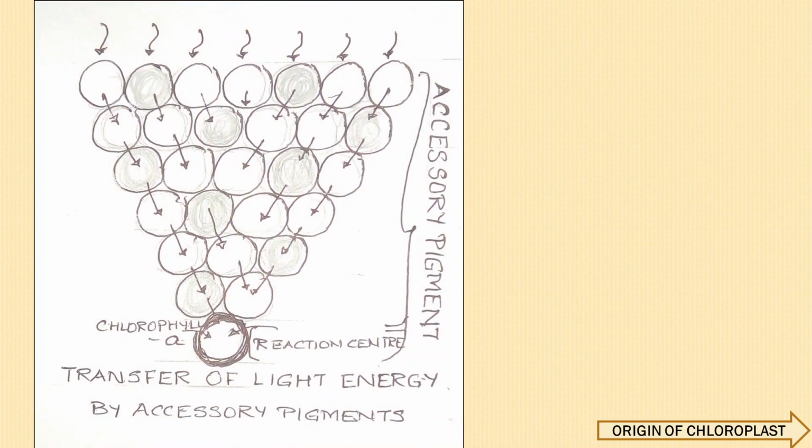In higher plants, there are chlorophyll A, chlorophyll B, carotene and xanthophyll. Chlorophyll A is the only pigment that can absorb and convert light energy into chemical energy. Therefore, it is called essential pigment and acts as reaction center. Chlorophyll B and carotenoids absorb light energy of different wavelengths and transfer it to chlorophyll A by resonance. They are called accessory pigments.